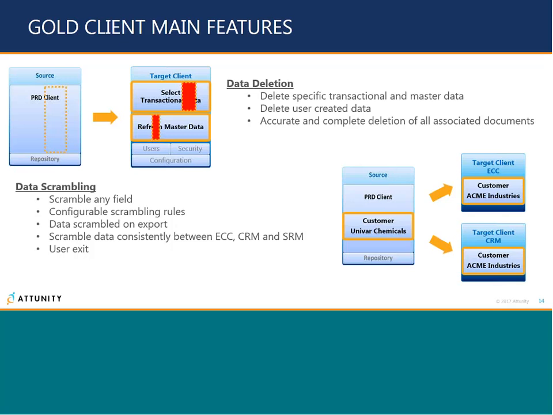And this is also quite important. We can scramble consistently between ECC, CRM, and SRM, as is the example there shown, which is the scrambling of a customer called Univar Chemicals to Acme Industries in both the target ECC system and the target CRM system. Finally, should we be unable to scramble against the parameters that you require, you can in fact write your own user exit and write your own scrambling code in ABAP and call it from within Gold Client. So we, generally speaking, handle all customers' requirements.